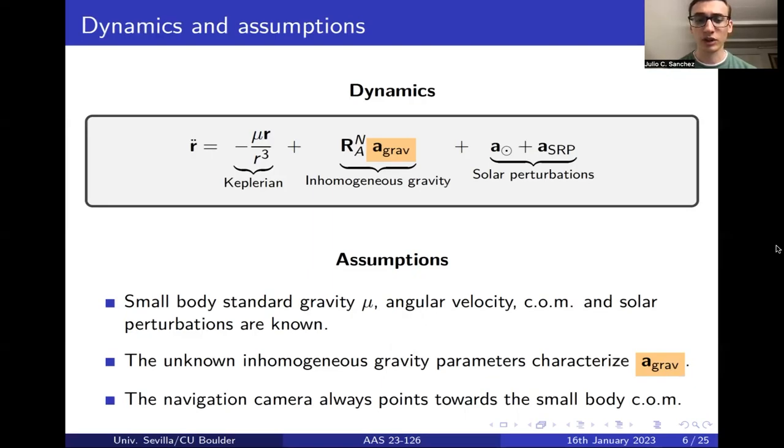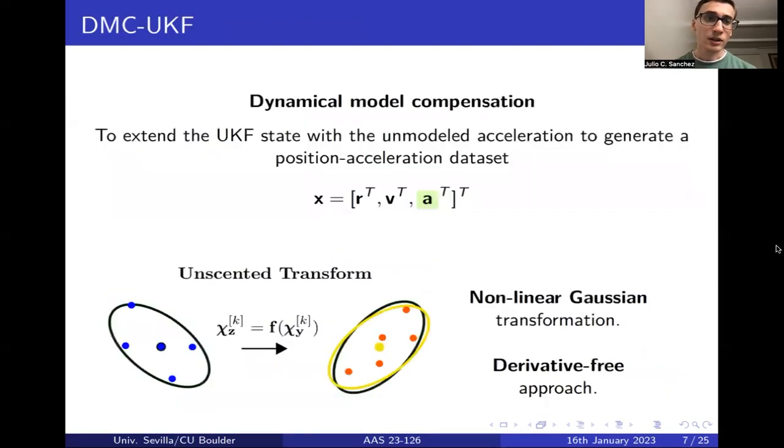We assume that we will have a camera as a navigation device, always pointing towards the small body's center of mass in order to not account for attitude dynamics. Here is how this DMC UKF will work, and it's based on dynamical model compensation. What we do is extend the UKF state, position and velocity, with the model acceleration, or unknown part of the dynamics, in order to generate the position-acceleration dataset that we have been mentioning before.